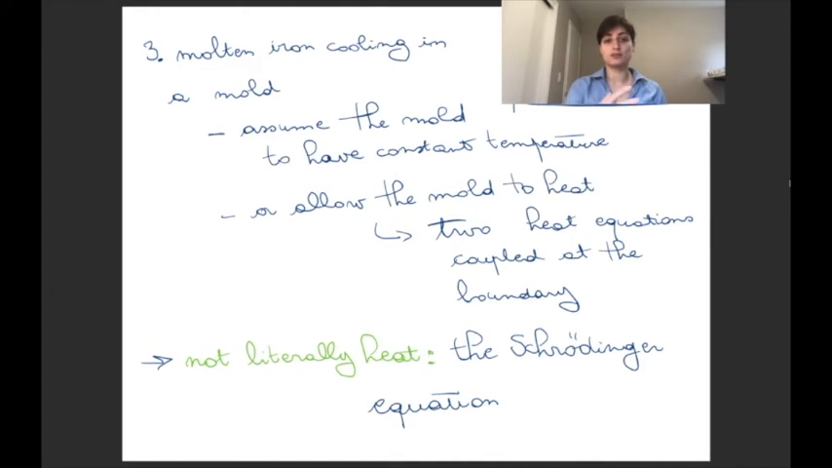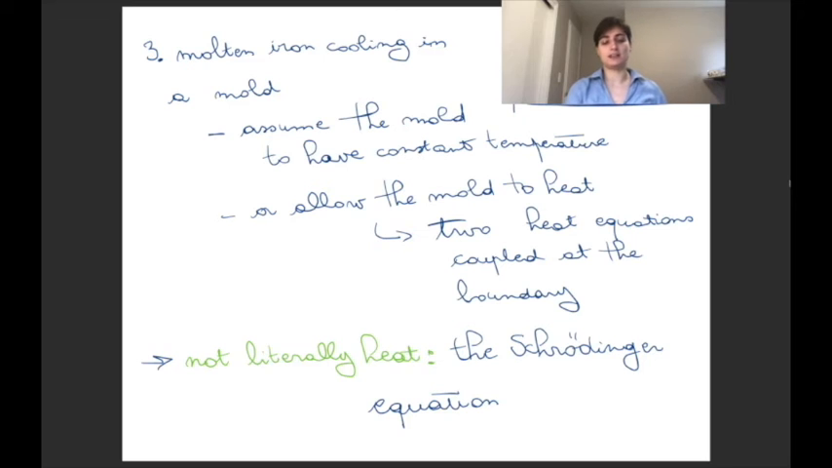You can start by assuming that the mold has a constant temperature and it's not going to be affected by the iron that has been poured in it, or you can make a more complicated model that allows the mold itself to heat up due to the iron. And in that case, you have two heat equations that are coupled at the boundary, because you have the iron that is losing heat and transferring this heat to the mold, and the mold that is gaining heat. And over time, both of them are going to be cooling off.